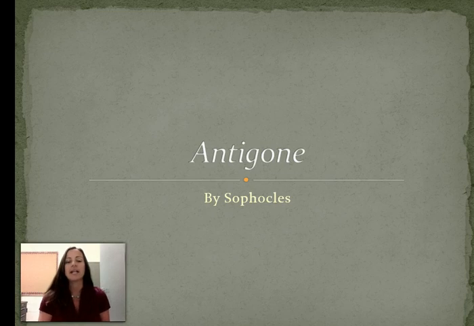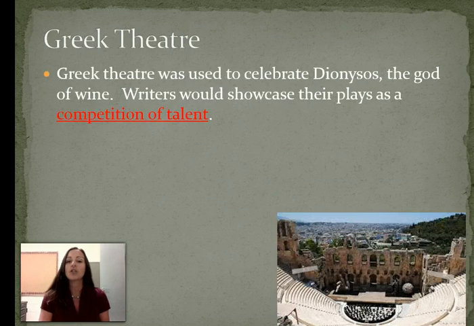But before we do, it's important that we look through the Greek theater and understand what it's about before we read. So let's learn a little bit about this. The Greek theater was used to celebrate Dionysus, the god of wine, and the writers of the plays would showcase them as a competition of talent.